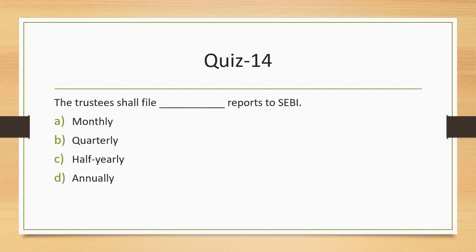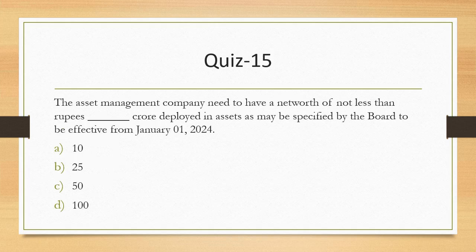Question number 13. At what frequency should the trustee file reports to SEBI? Well, the answer is half yearly, correct? So they should file it at a half yearly frequency. Question number 15. The asset management company needs to have a net worth of not less than how many crore deployed in assets as may be specified by the board to be effective from 1st January. Well, this amount is a slightly bigger amount, and that's why we are going with 50 crore, which is as provided under the law. Question number 16 is what we can go through now.